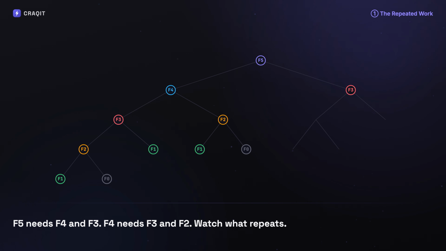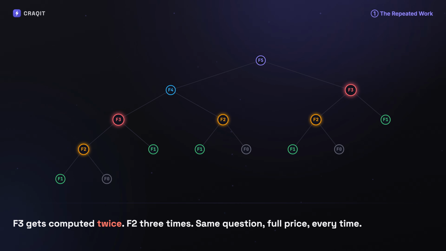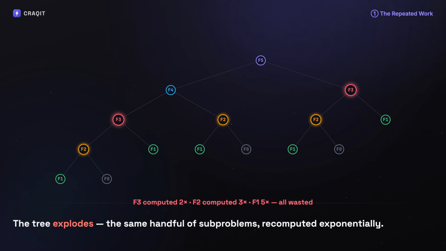Fibonacci of n is Fibonacci of n-1 plus Fibonacci of n-2. So to compute fib of 5, you compute fib of 4 and fib of 3. Fib of 4 computes fib of 3 and fib of 2. And here's the disaster: fib of 3 just got computed twice, once on its own, once inside fib of 4. Go one level deeper and fib of 2 gets computed 3 times. Draw the full recursion tree and it explodes. The same handful of subproblems recomputed exponentially many times.